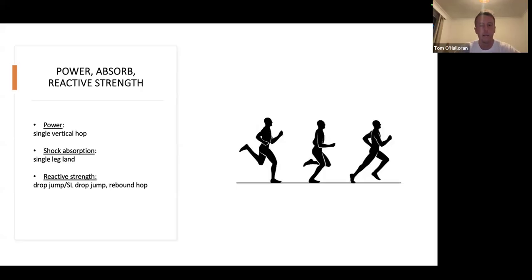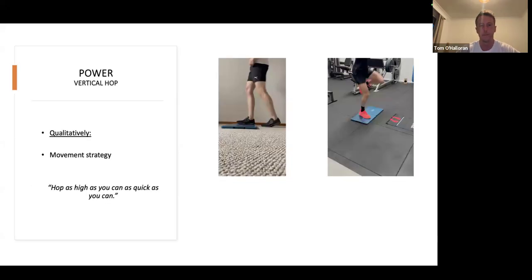And so then I want to have a broad understanding of someone's lower limb function. And so I'm going to have an assessment of power. And to me, again, I keep it really simple. Single leg vertical hop, their ability to absorb shock through that lower limb, and their ability to spring out of there as well.